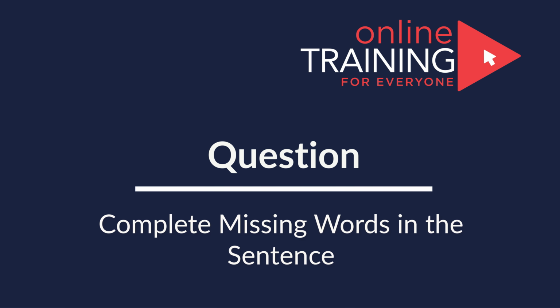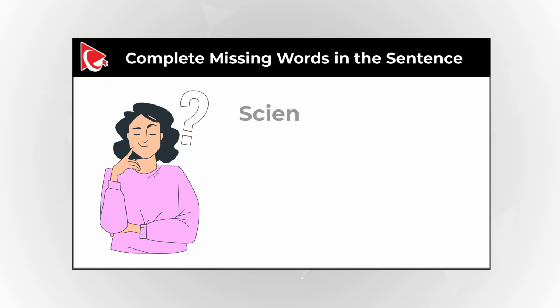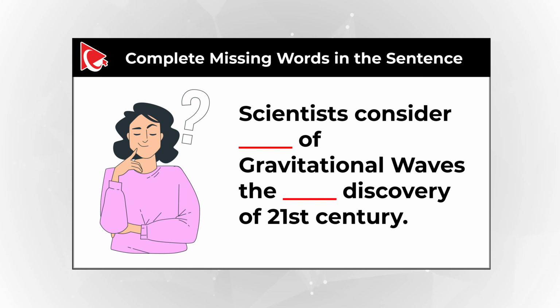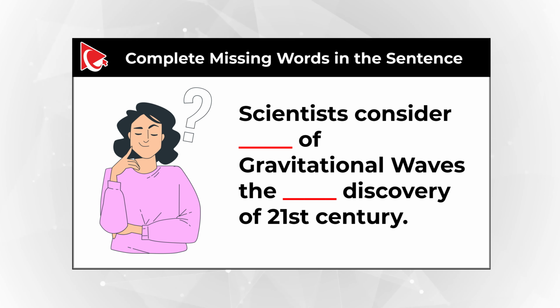Here's a very interesting question, which may not be as simple as it looks. You're presented with the sentence, scientists consider something of gravitational waves the something discovery of the 21st century. You need to complete the missing words and replace something in the sentence with 1 out of 4 different choices.